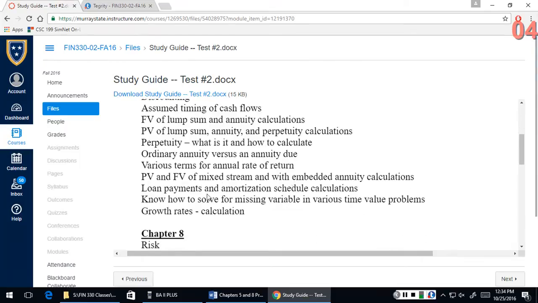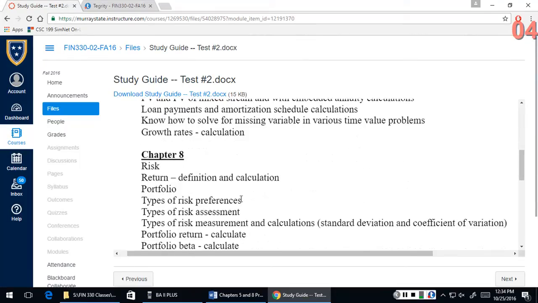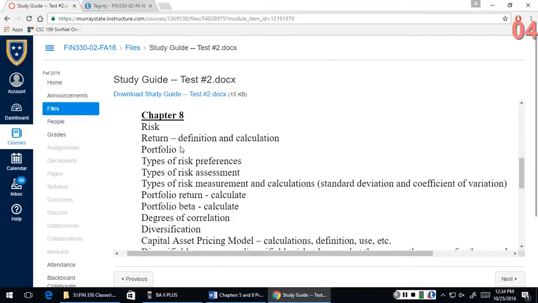Chapter 8 was the risk and return chapter. Again, a pretty large chapter. So things like risk, what is the definition of risk? What is return? How do you calculate it? What's a portfolio? What are the different types of risk preferences? What are the 2 types of risk assessment that we talked about in class? Those are the non-technical ways to calculate the risk of an investment, of a single asset. Types of risk measurement and calculation. So we talked about standard deviation and the coefficient of variation. What's their definition? How do you calculate them? You know you're going to see problems associated with this on the test, so it shouldn't be a surprise.